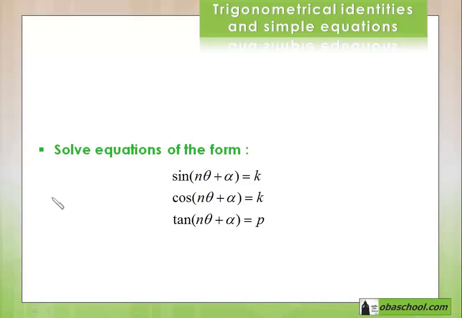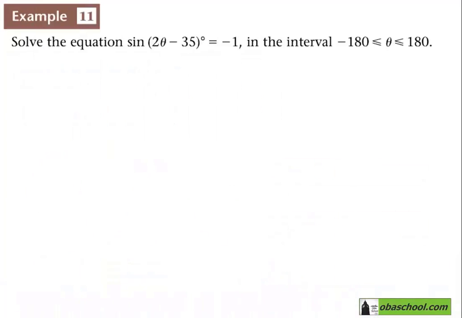We are going to solve equations of the form sine n theta plus alpha equals k. Look at this example. Solve the equation sine 2 theta minus 35 degrees equals minus 1, where the interval of theta is between minus 180 and 180.